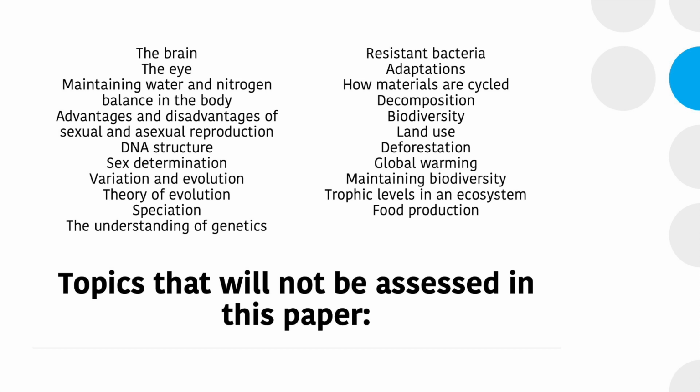biodiversity, land use, deforestation, global warming, maintaining biodiversity, trophic levels in an ecosystem, and food production. These are all topics that will not be assessed in Paper 2 for Foundation.